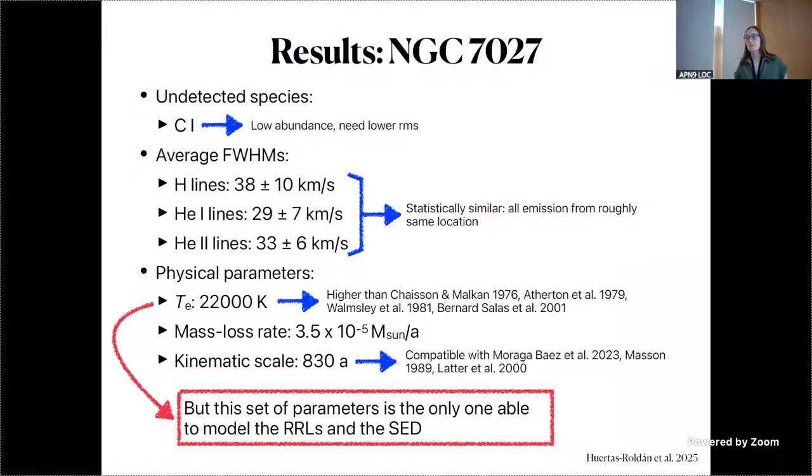All the parameters derived or used in the modeling are compatible with previous modelings and works, except for the electron temperature, which in this case is quite high compared with results from the infrared and the optical.